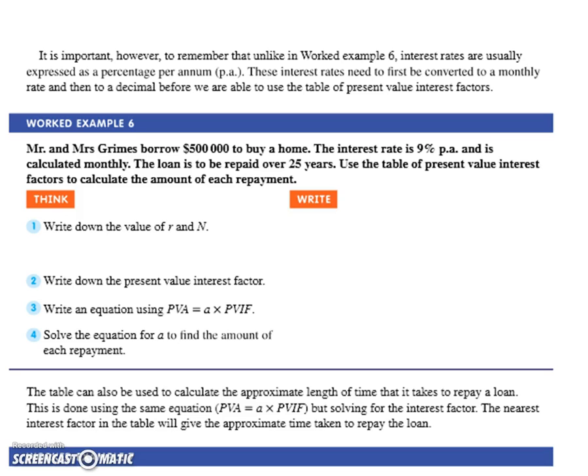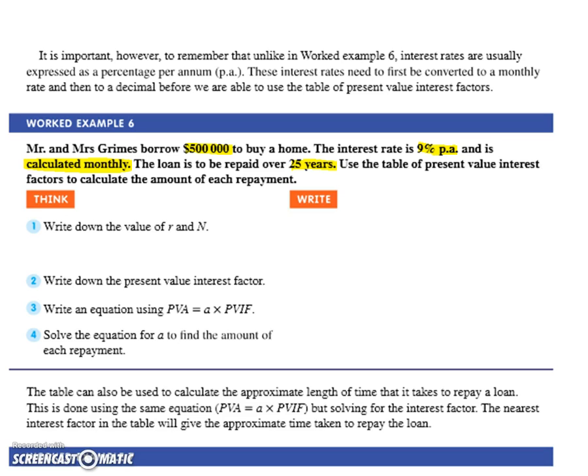We're going to have an interest rate that's expressed as a percentage per annum, and we're going to have to convert it. So Mr. and Mrs. Grimes borrow 500 grand to buy a home. The interest rate is 9% per annum, and it's to be paid over 25 years, and it's calculated monthly. Okay, so they're the important bits. So we're going to use the table of present value interest factors again, but let's start off by working these out. I'm going to write down what I know here.